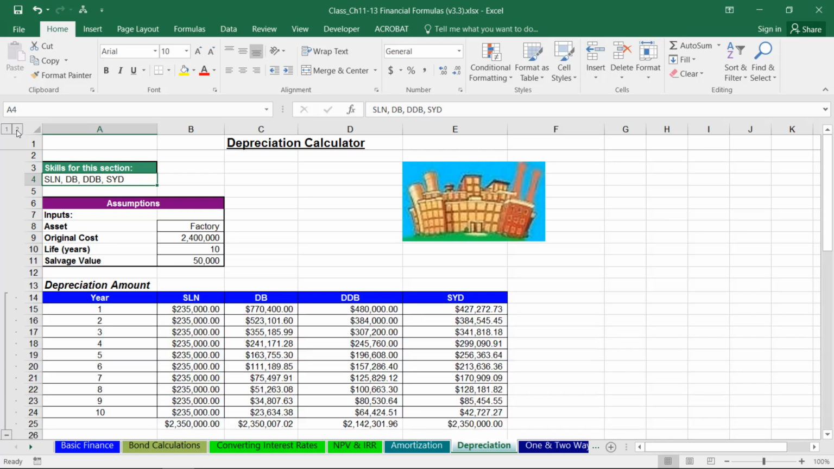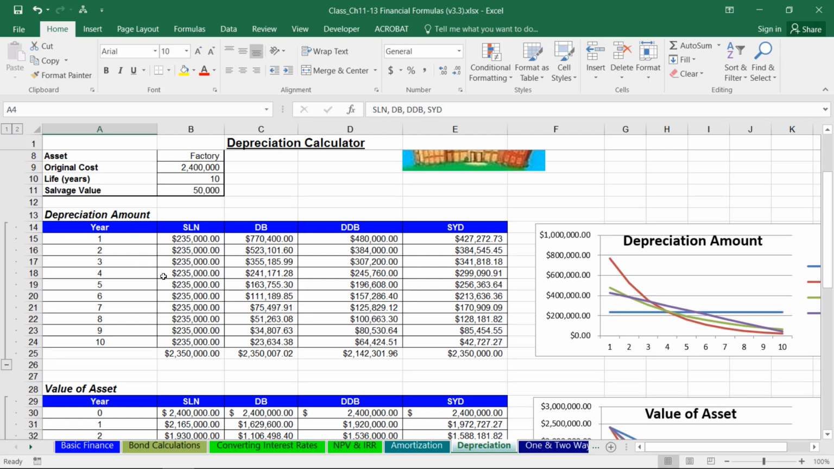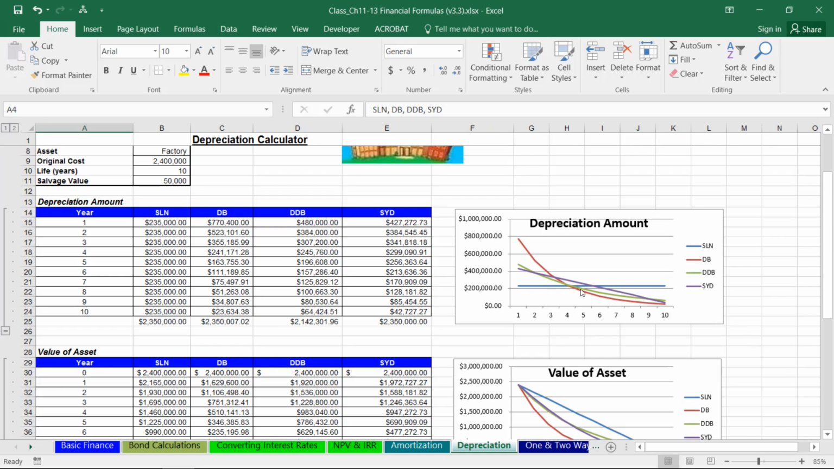Let's open up our spreadsheet. I've got the depreciation schedules for straight line depreciation first here. That is, we simply divide what we're going to depreciate over those 10 years by 10, and we get $235,000 per year. It is very straightforward and results in a straight line right here. Let me move this out so we can see it. A straight line right here in blue.